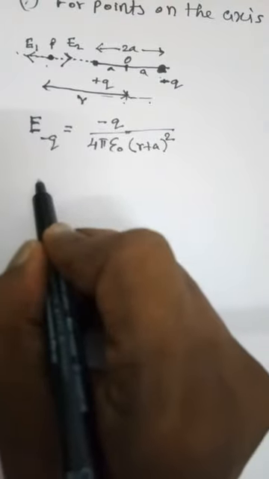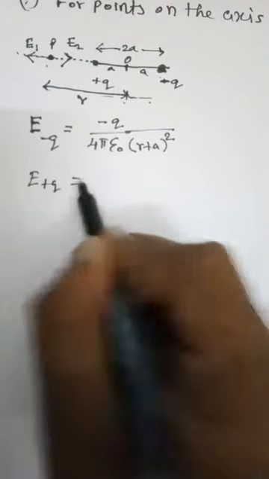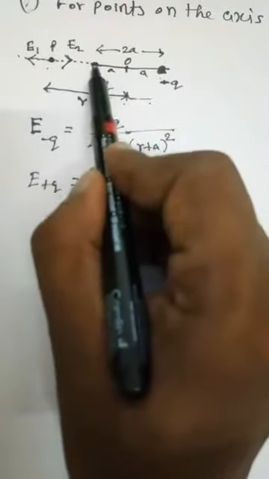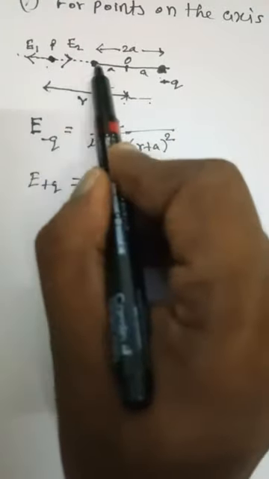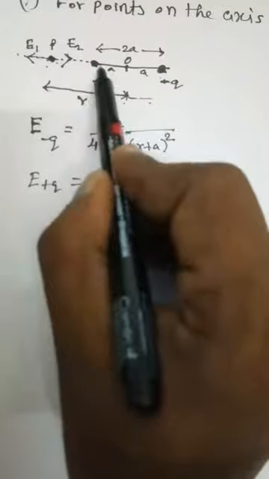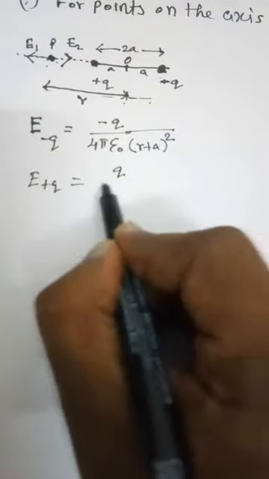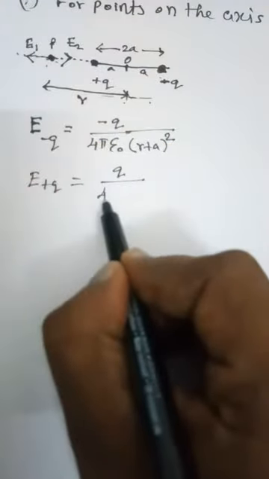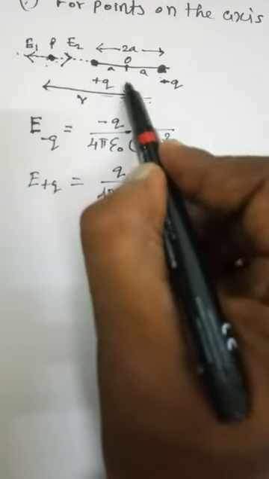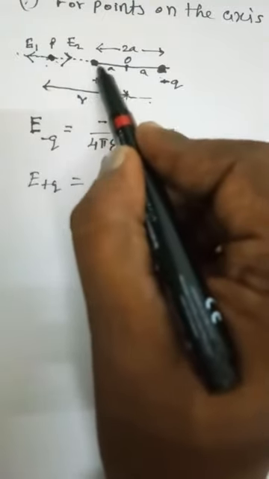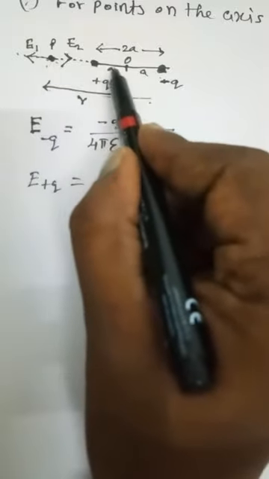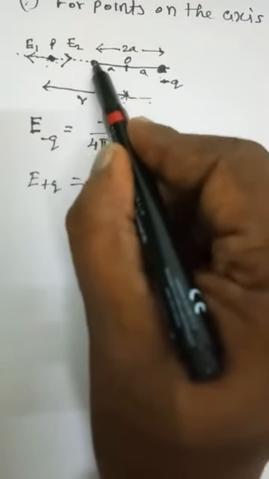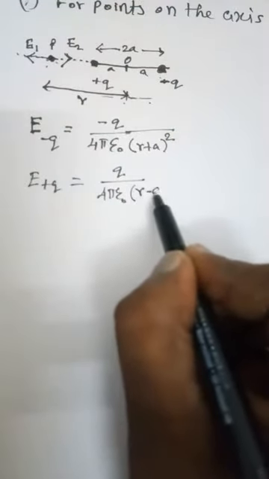Like that, E plus q we want to find. See, E plus q, the distance from here to here. For plus q, no need to put plus, just q by 4 pi epsilon naught and the distance from here to here. Up to here it is r, but we want plus q to P, so you have to subtract this a value, then you will get the distance between plus q and P. So it is nothing but r minus a whole square.